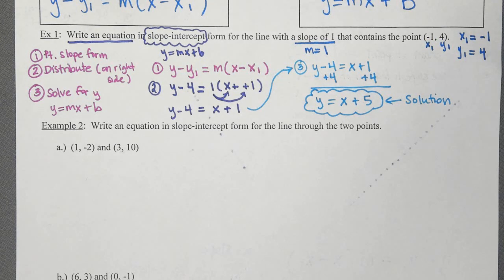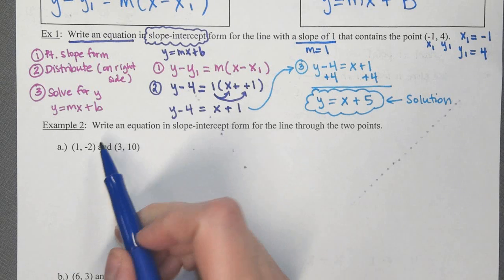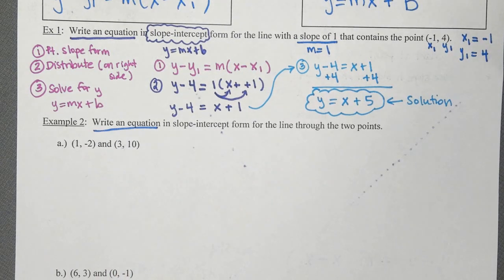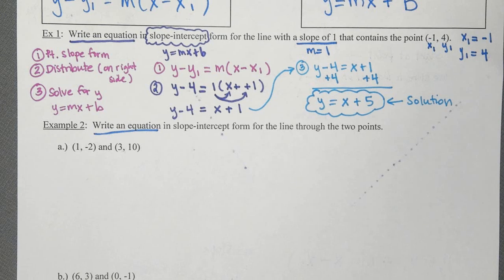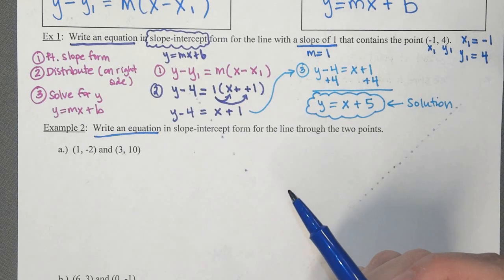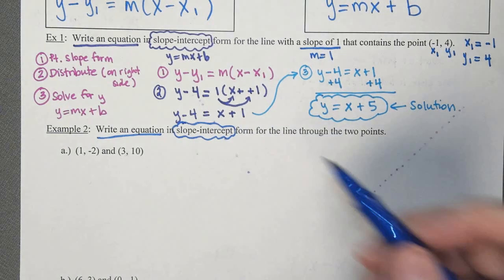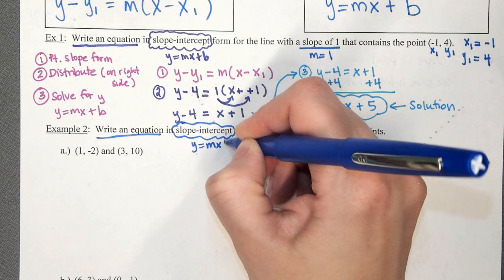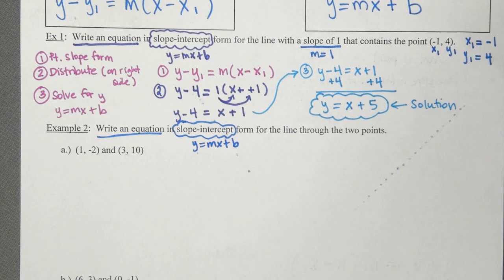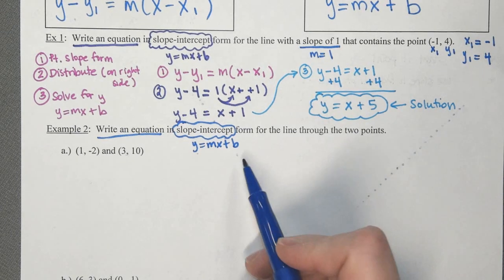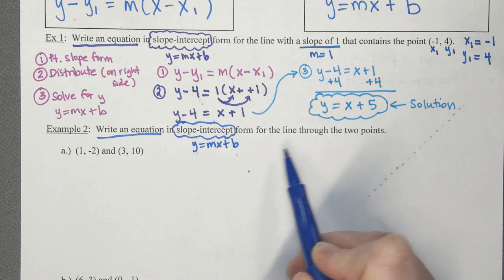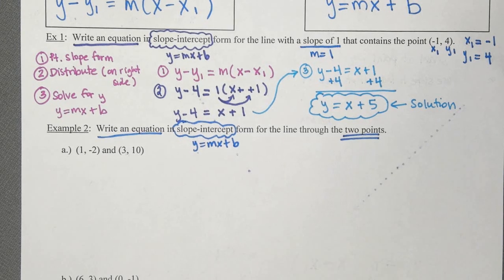All right, so for example 2, let's do our annotations again. So I always like to underline what it's asking me to do. So again, I have write an equation. Okay, what form does it have to be in? Yep, slope-intercept. So if it's in slope-intercept form, again, that's the y equals mx plus b. So the same form as last time. The thing that is different is we're going to do this for the line that goes through 2 points. Okay?